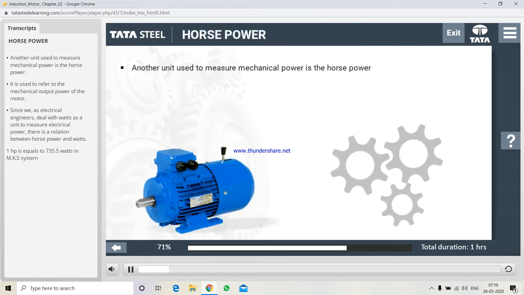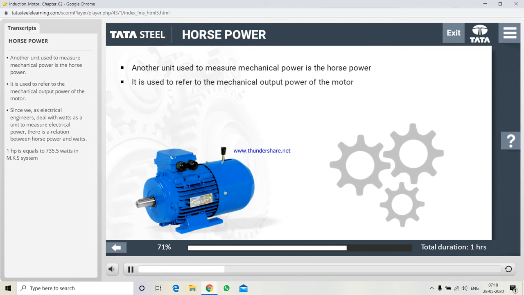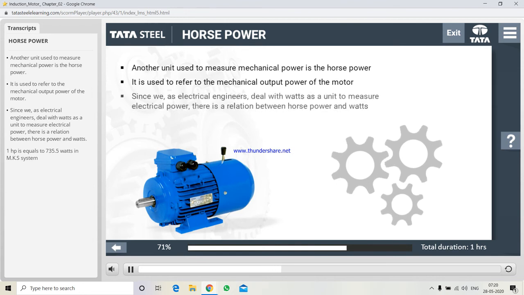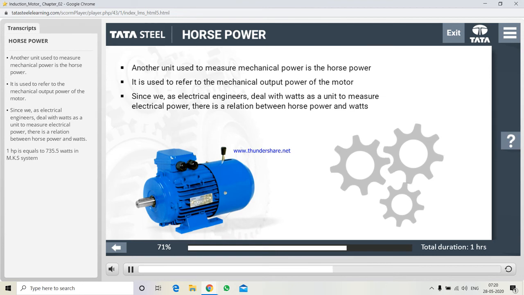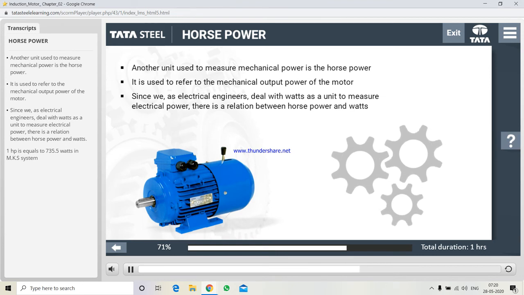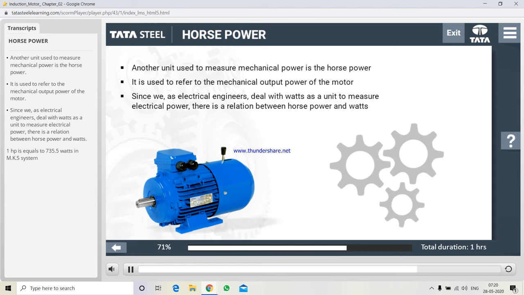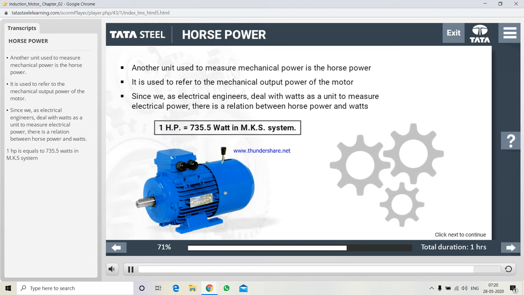Another unit used to measure mechanical power is the horsepower. It is used to refer to the mechanical output power of the motor. Since we, as electrical engineers, deal with watts as a unit to measure electrical power, there is a relation between horsepower and watts. 1 horsepower is equal to 746 watts. Click Next to continue.